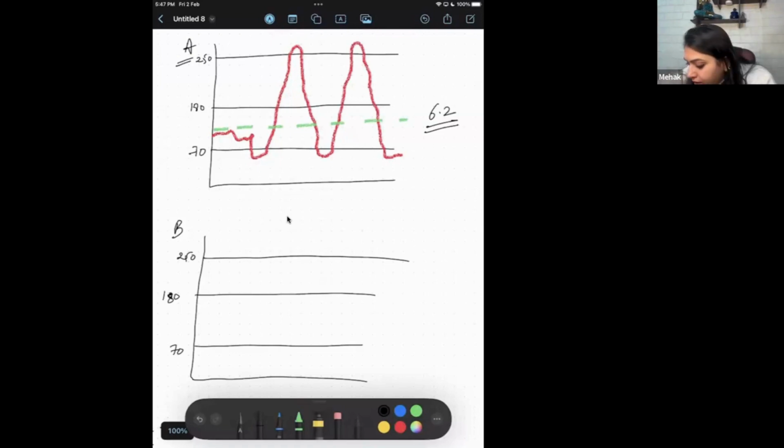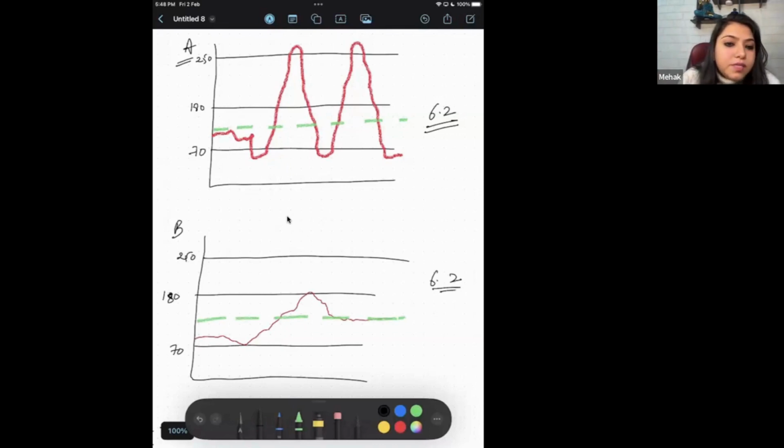Wonderful. Great. Now came person B. Person B's graph was like this. When we got his HbA1c done, it was again here, and HbA1c was 6.2. Now, is person A better or B? Why is B better? Both have the same HbA1c.